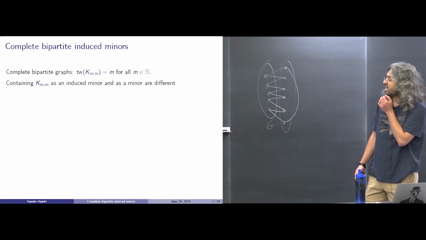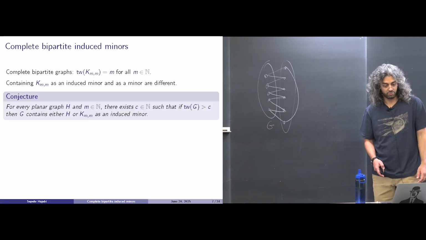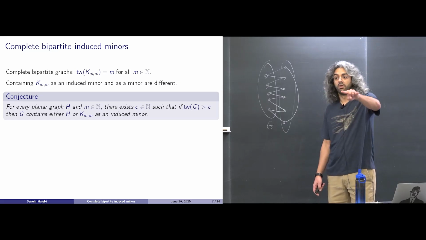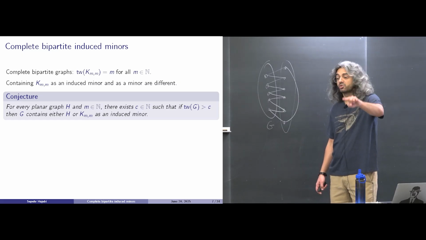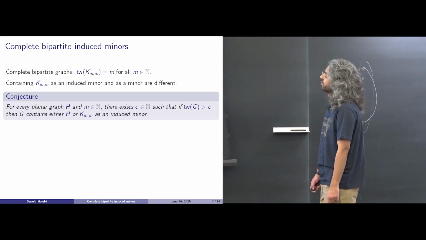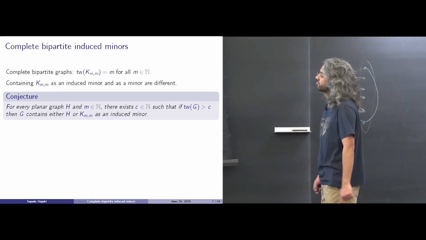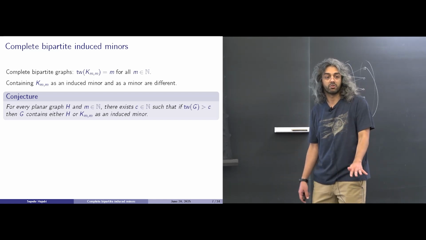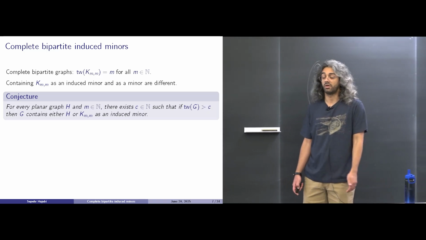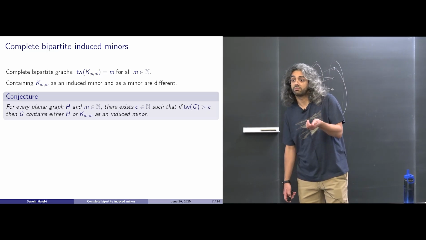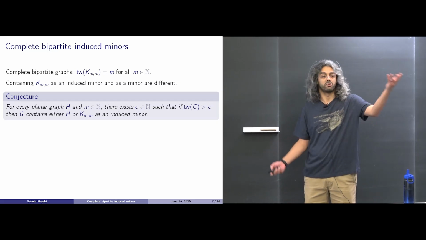So I'm just going to charge ahead and replace the complete minor outcome with a complete bipartite induced minor outcome in the previous theorem and say, okay, is it true that every graph of sufficiently large treewidth contains either a large planar graph or a large complete bipartite graph as an induced minor? As an induced minor. So this is false. Why? Because of complete graphs. I mean, complete graphs of arbitrarily large treewidth.